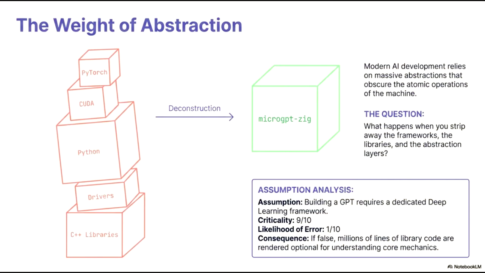Our assumption analysis targets the belief that building a GPT necessitates a dedicated deep learning framework. This is a critical assumption with a high impact. If it is proven false, it means millions of lines of library code are effectively optional for understanding core mechanics, opening the door to much more direct and transparent AI implementations.